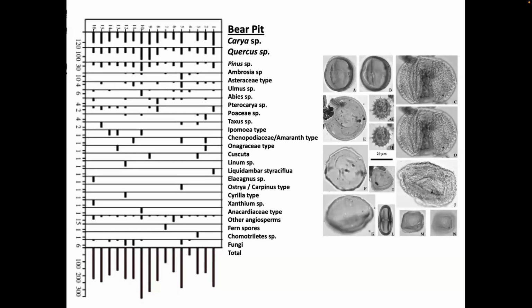There's Ambrosia or the ragweeds. Asteraceae is the sunflower family. Ulmus is the elm family. Abies are fir trees. Poaceae is the grass family. Okay, and then we could go on and on. But the point there then is that the top three are hickories, oaks, and pine.